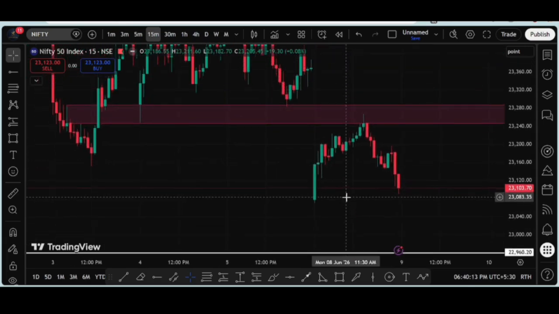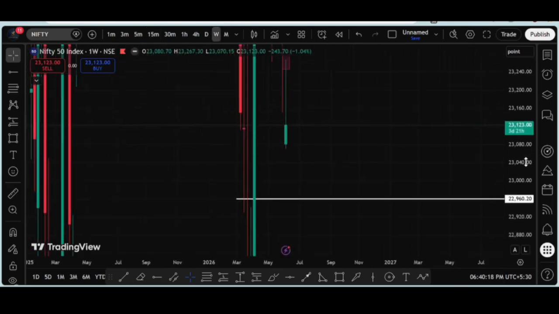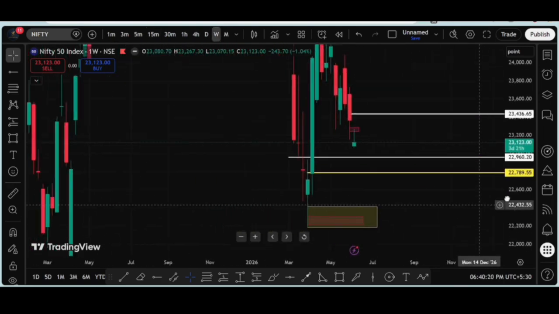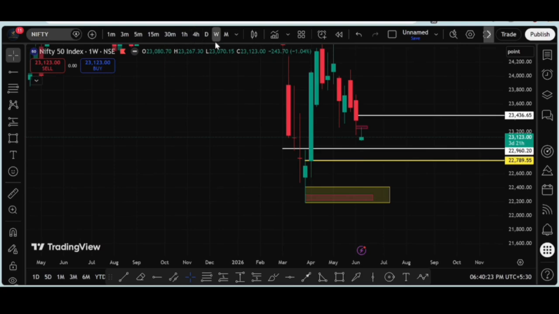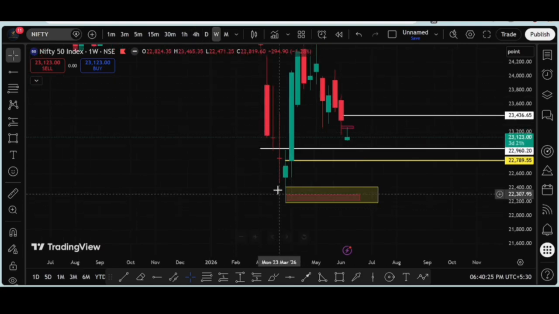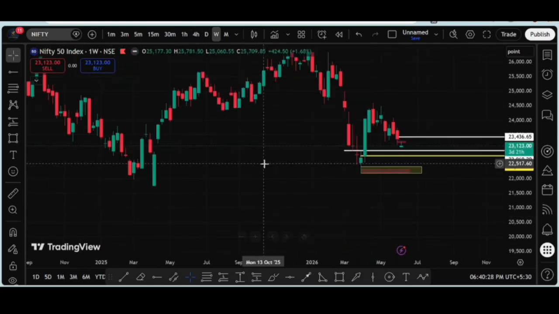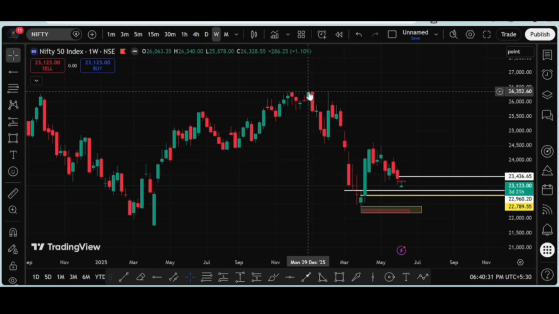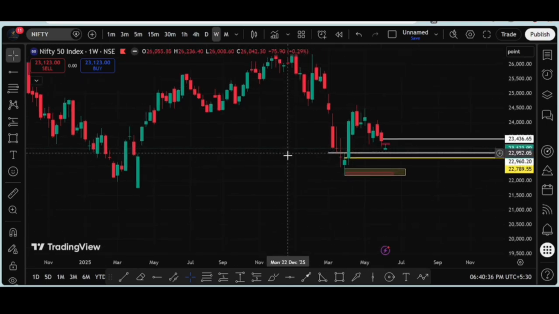So let's analyze Nifty for tomorrow. In my view, firstly I'll check higher time frame to lower time frame. If we check the higher time frame like 1 week, here you see an order block is here and the market structure is downtrend. See lower high, lower low, lower high, like this the 1 week time frame is going.